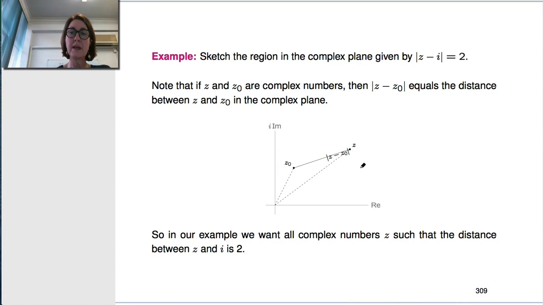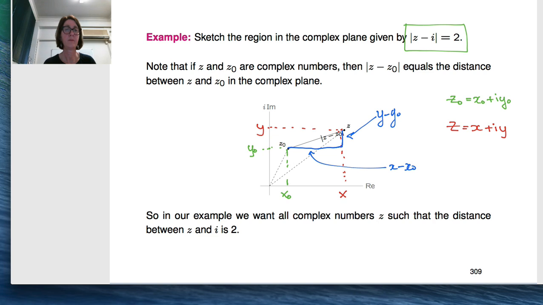So now we're going to sketch something that's a little bit more difficult, and we're going to sketch the region in the complex plane that's given by this equation here, the modulus of z minus i equals 2. What's sort of tricky about this one is it's hard to interpret immediately what this term actually means. What does the modulus of z minus i actually mean?